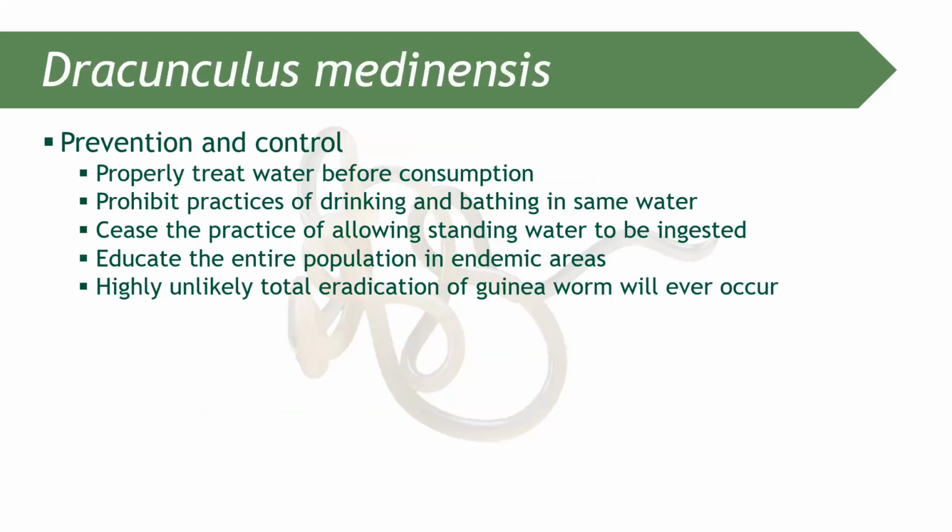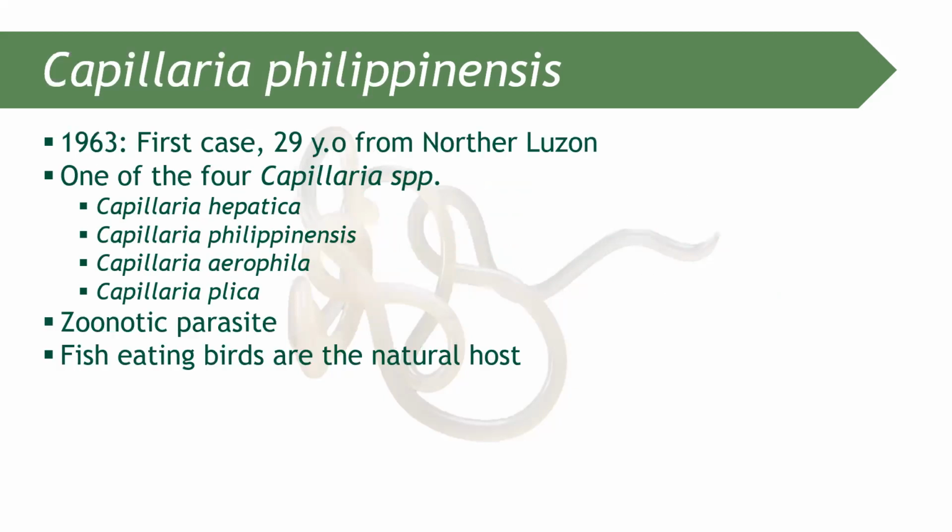Okay, so for prevention and control: properly treat water before consumption, because it can be acquired there. Prohibit the practice of drinking and bathing in the same water. Cease the practice of allowing standing water to be ingested. Educate the entire population in endemic areas. And then total eradication of guinea worm will occur. Guinea worm is the other term for Dracunculus medinensis. Okay? Just nice to know.